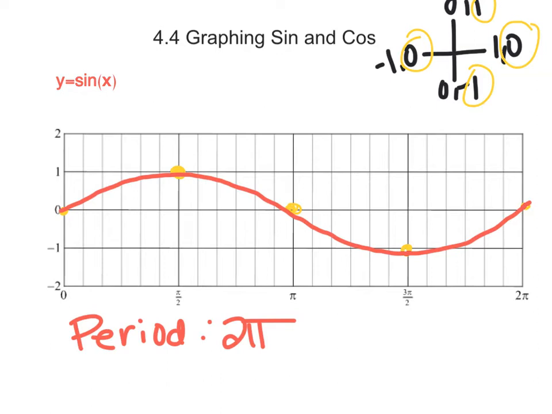And so in your head, just think that your pattern is 0, 1, 0, negative 1, 0. And that's just all of your y values. So that is our basic sine graph for one period. And for sine and cosine, I'm only going to have you graph one period.